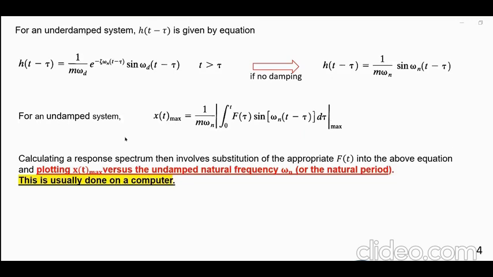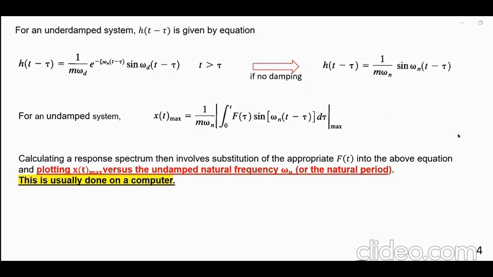And generally what you want to do is to have a plot of x max versus omega n. Now notice, don't try to do it versus r, because r is the frequency ratio, the ratio of the driving frequency over natural frequency. We don't have a driving frequency here. This is an arbitrary function f of tau, which is, in our case, a suddenly applied load. So don't think about doing x max versus r.